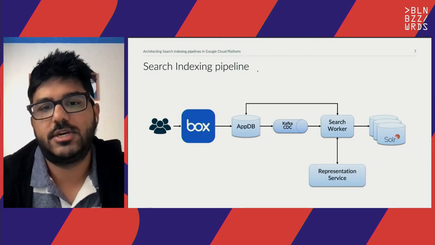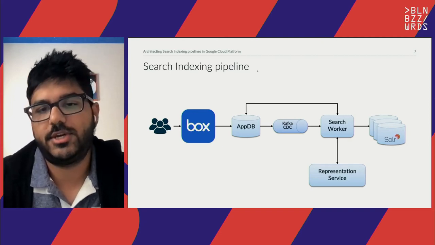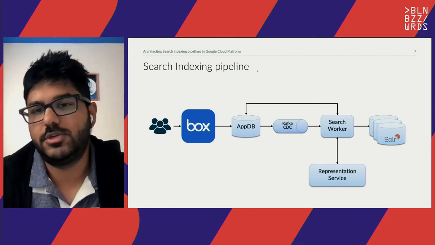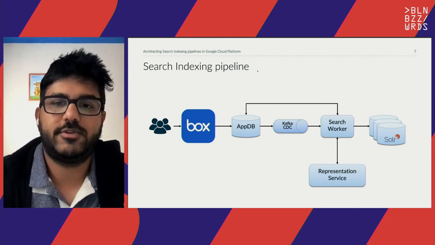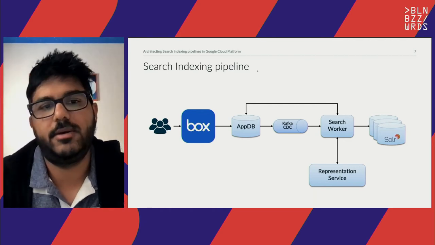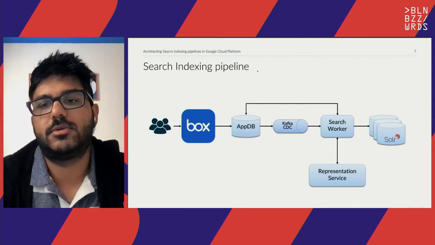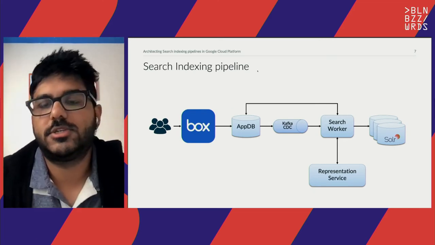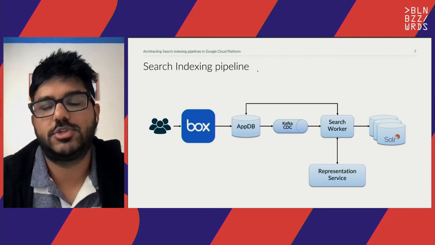Any changes in this database are then captured in a Kafka topic called CDC, or change data capture. So these changes are then accessible for any application that wants to consume the stream. Search worker is the search consumer that reads from this Kafka stream to get all the item IDs that are being updated by the users. Once an item is updated, the search worker will then request a representation of that document. What I mean by representation is that various documents such as PDFs, docx, et cetera, have different formats. So we are running Apache Tika to convert the various document formats into indexable search content.